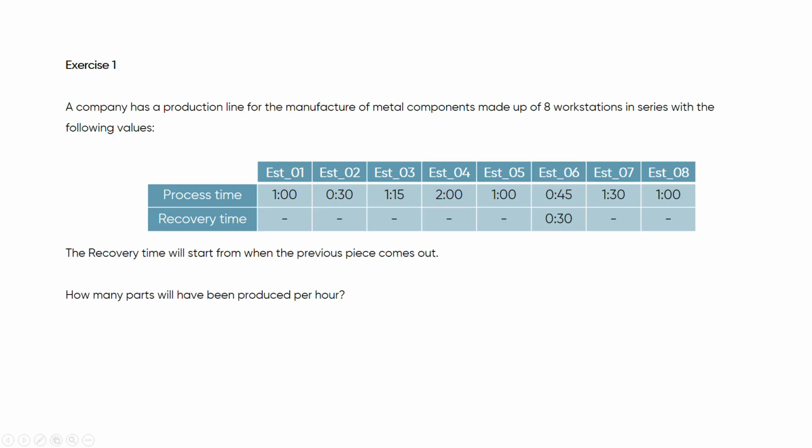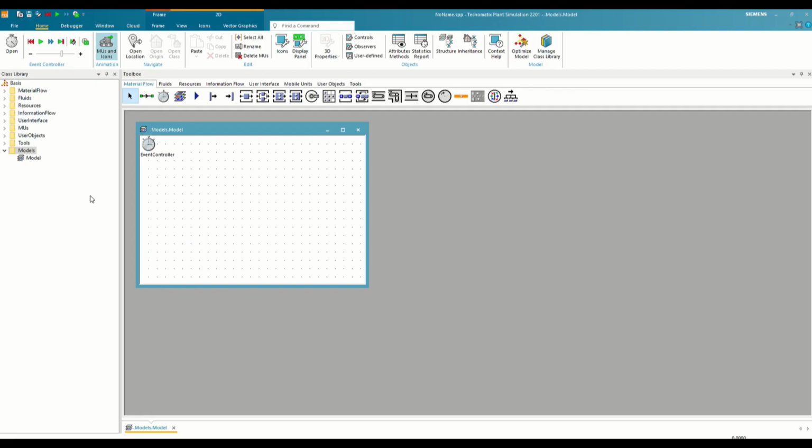We have a process that consists of several production stations put in series, each with a process and recovery time. The recovery time is the time we must wait between the output of one piece and the input of the next. For instance, because the machine has to be cleaned between parts. We need to know how many pieces we can produce per hour with this configuration. We are going to model this process in plant simulation.